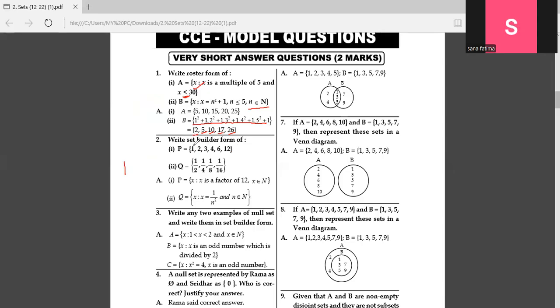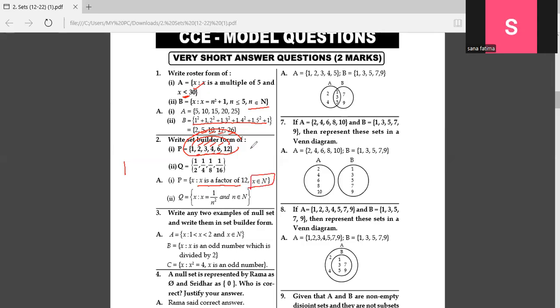It starts from 1 and ends at 12. When you observe, these are the factors of 12. In the 2 table you will get 12, in the 3 table you will get 12, in the 4 table you will get 12, and in the 6 table as well. So all these are factors of 12, and apart from that we don't have any other factors of 12. So we'll write x is a factor of 12 and x belongs to natural numbers.